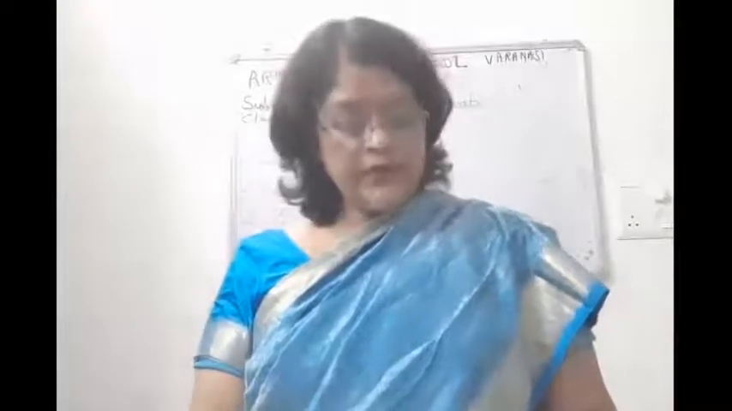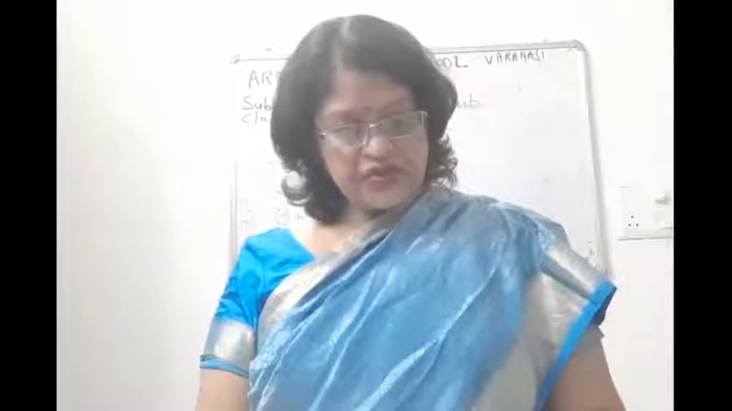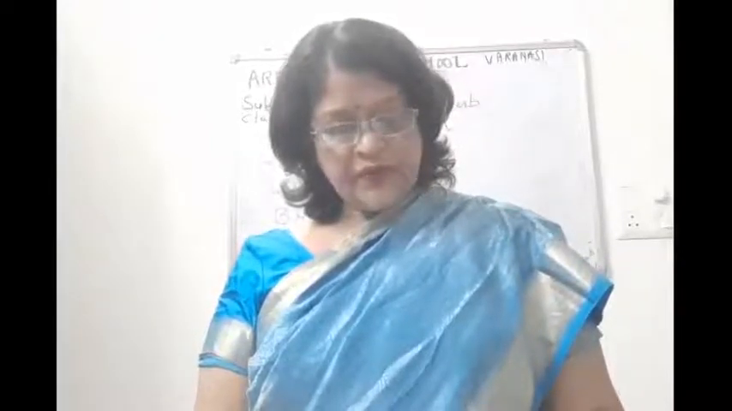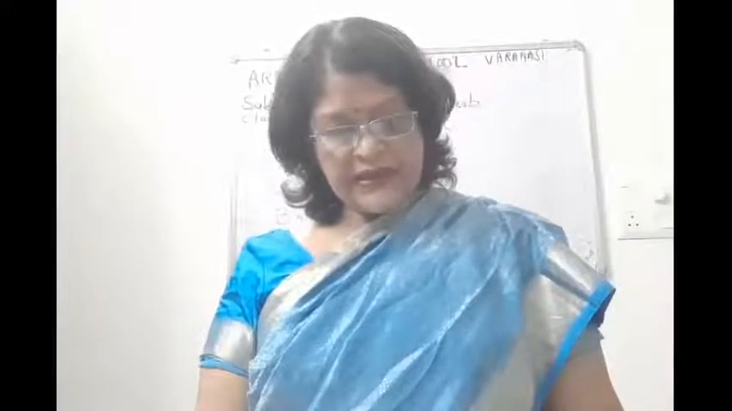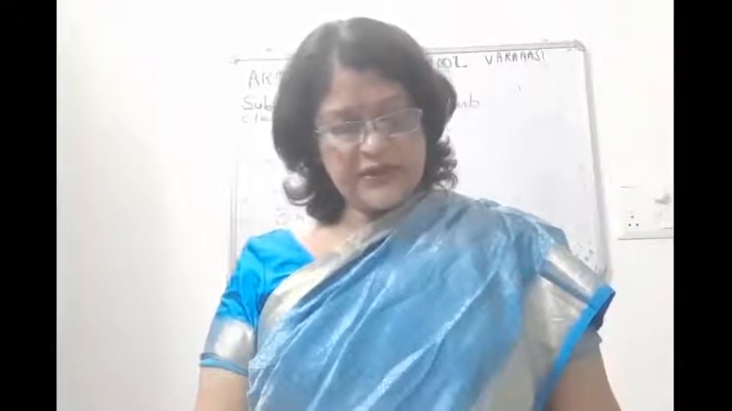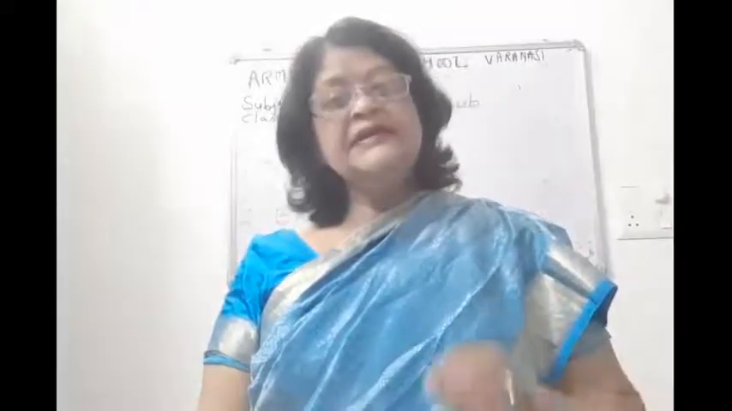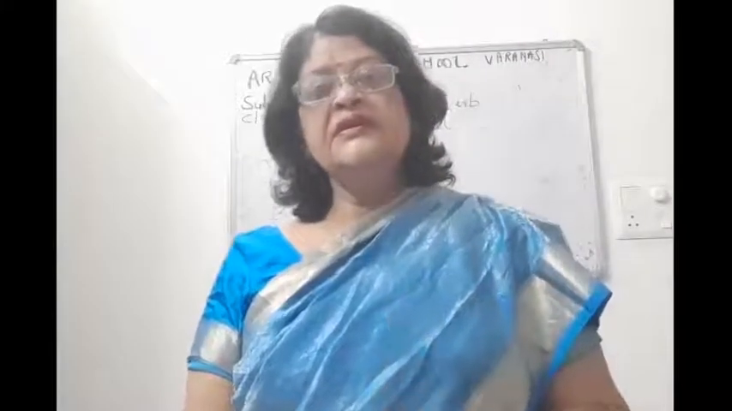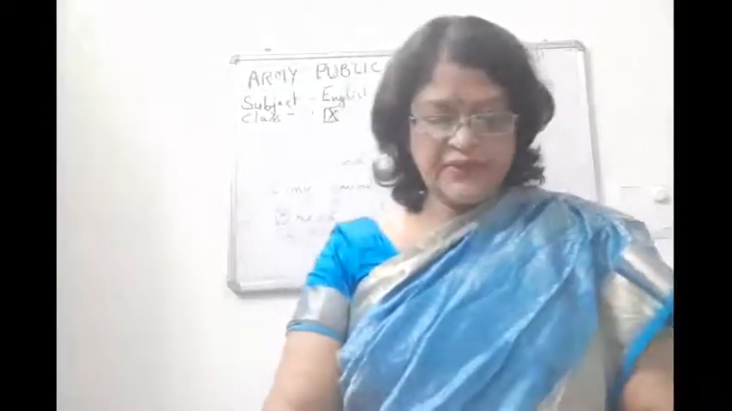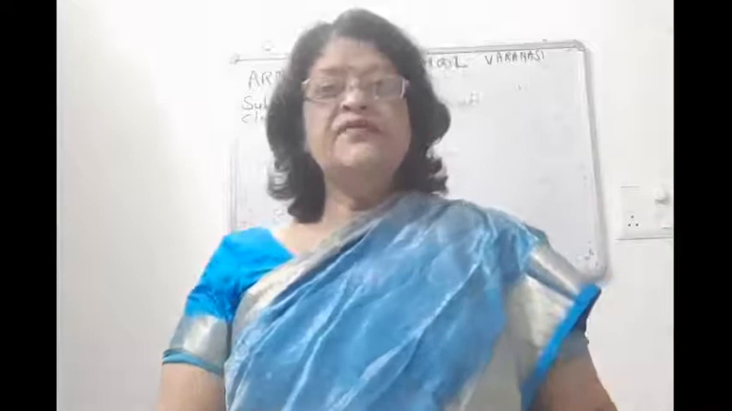Okay, rule number 5. Rule number 5 is when a singular subject is qualified by each or every, the verb must be singular. That means, children, when any singular subject, remember, is qualified by each or every, the verb must be singular. Each boy was given a present. So when each or every comes with a singular subject, then they will have a singular verb.